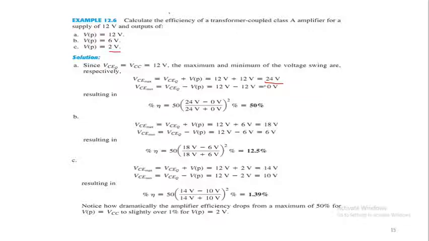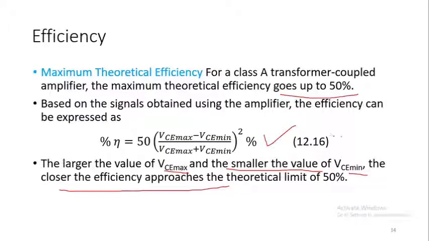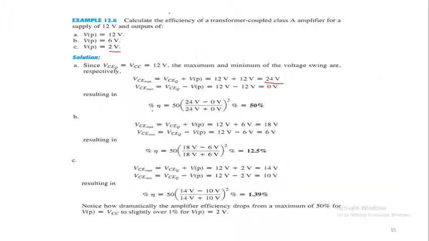So इस केस में अगर आप efficiency calculate करना चाहें through this equation of 12.16, this will be percentage efficiency equal to 50 into (VCE max minus VCE min over VCE max plus VCE min) percent. So this will be equal to 50%. So you can achieve the maximum efficiency of 50% if the peak voltage swing is equal to the voltage of the DC source, that is VCC.